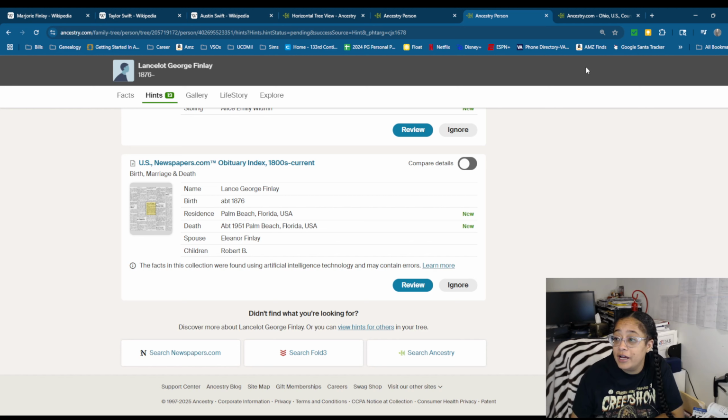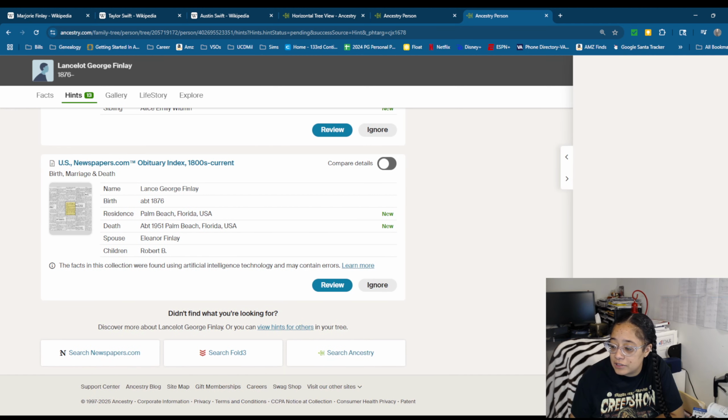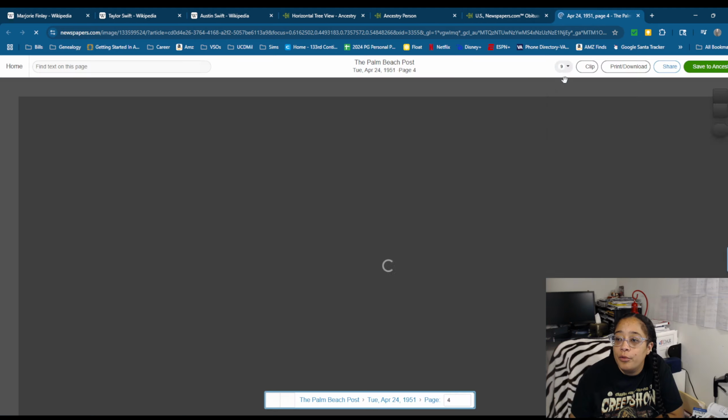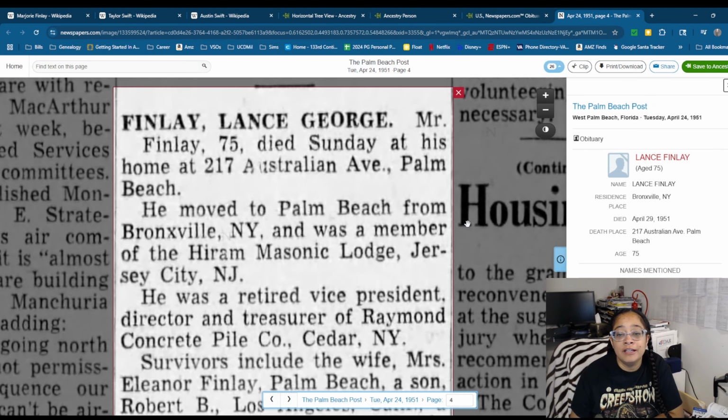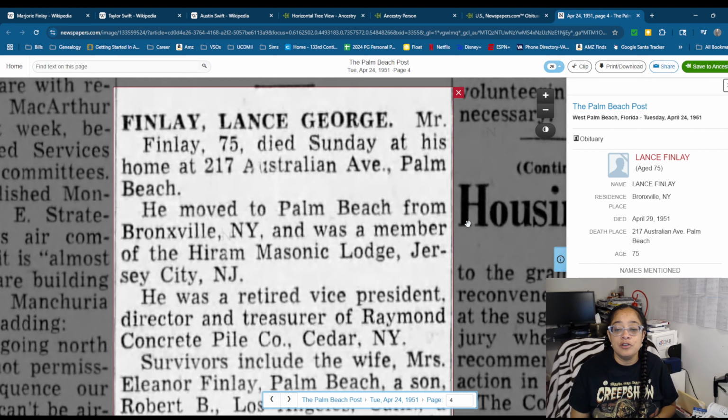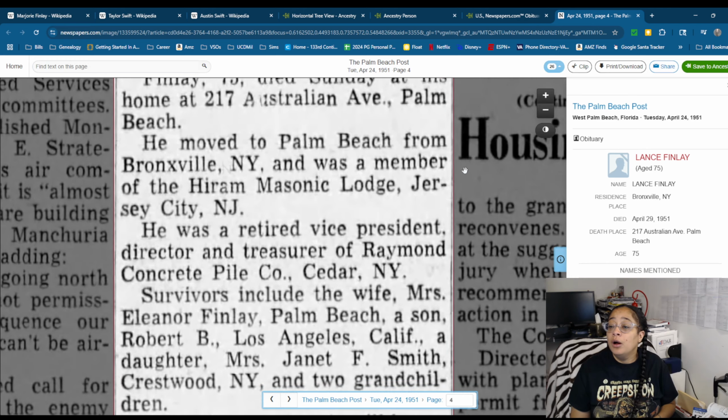So we're going to go ahead. Then I'm going to close out of that marriage record right now because I want to see what this obituary is all about. So we're going to view record page, and then I'm going to open it. So Finlay Lance George, Mr. Finlay, 75, died Sunday at his home at 217 Australian Avenue, Palm Beach.